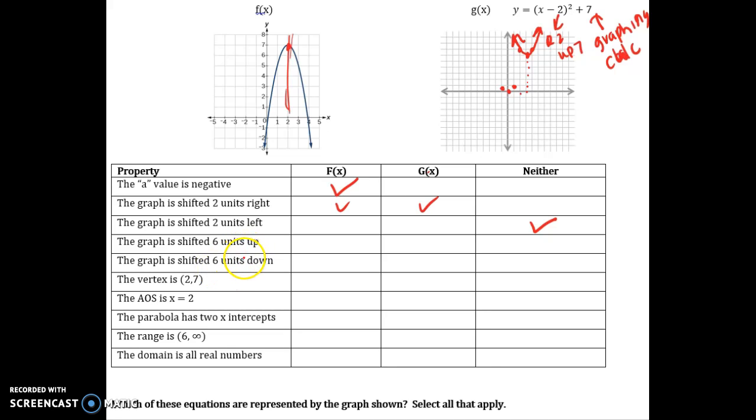6 units up. Well, let's see. This one is 7 units up. This one is also 7 units up. So neither and neither. The vertex is at 2, 7. 2, 7. So that's both of them. The axis of symmetry is x equals 2.